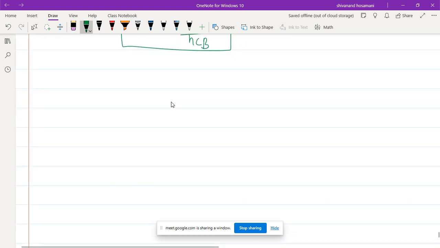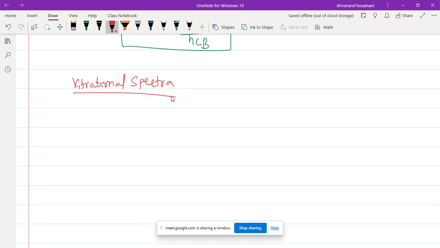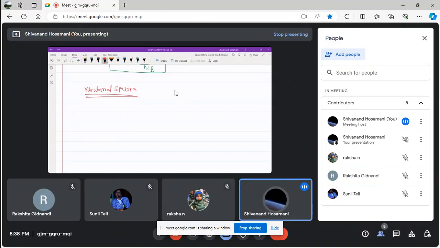Next is the vibrational spectrum. Your rotational rigid and non-rigid are done. Now we look at the vibration spectrum. Shall I take that in tomorrow's class, the morning class?